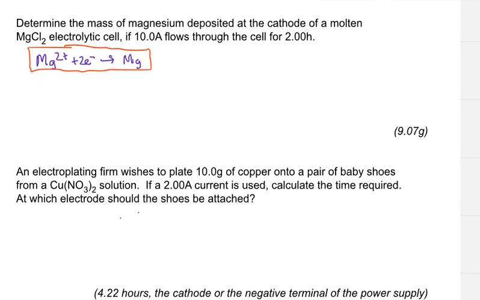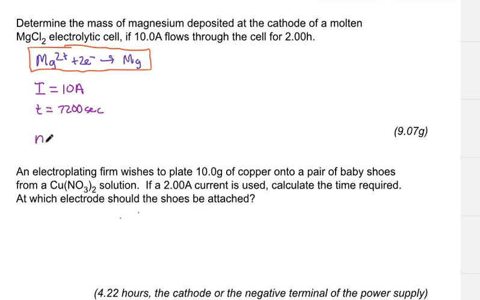And they tell us, let's get an inventory of information. They say the current is 10 amps. They say the time is 2 hours, which is 7,200 seconds. You go times 60 to get to minutes, and then times 60 again to get to seconds. And, of course, we know the Faraday constant. It's the same number every time.